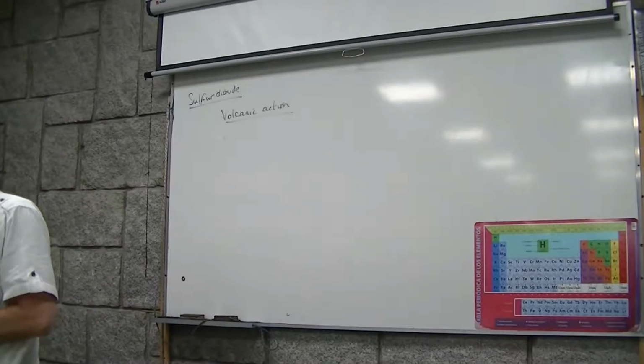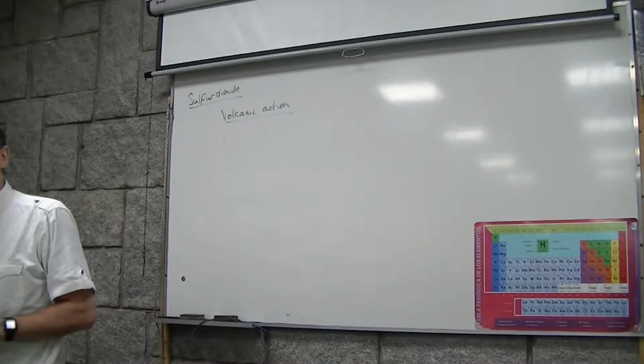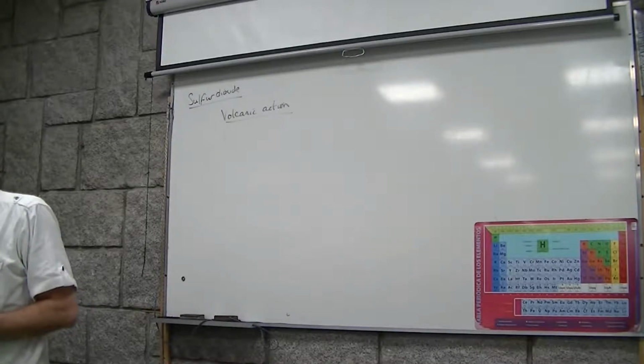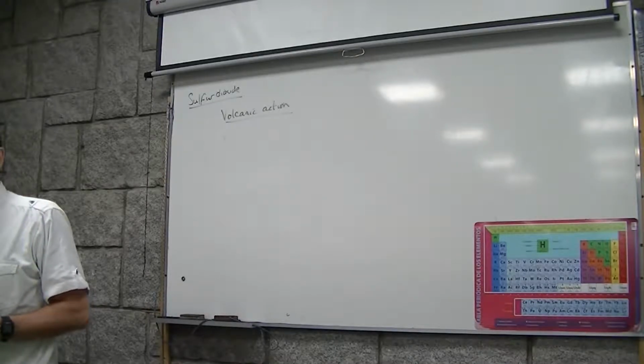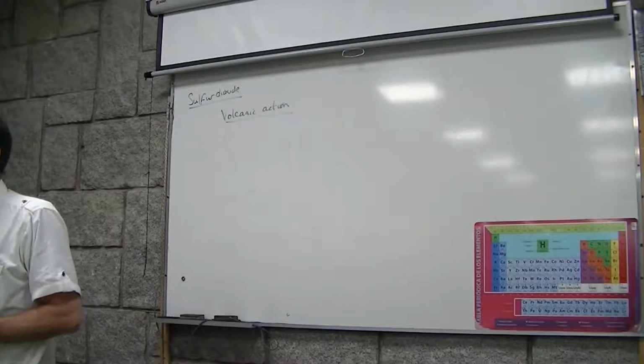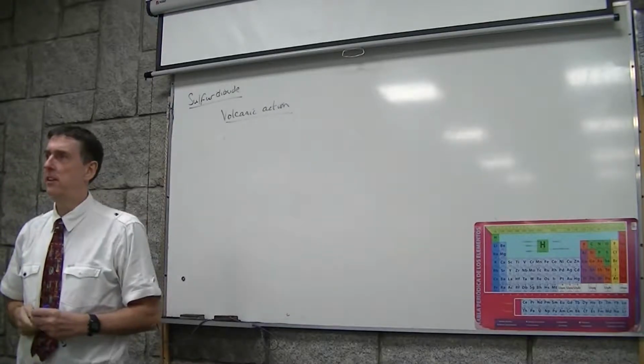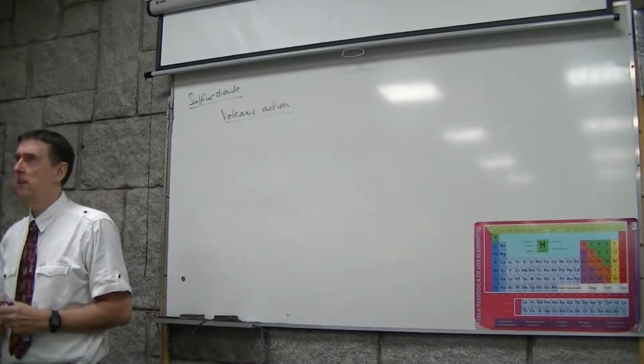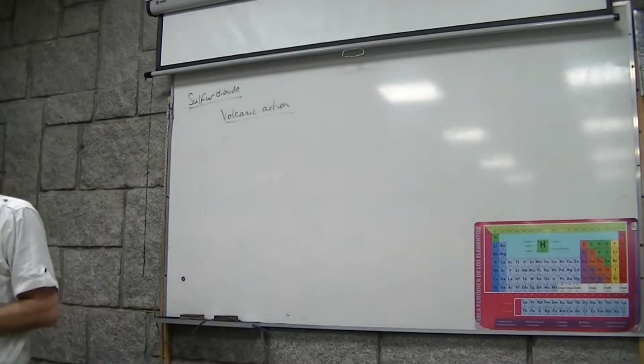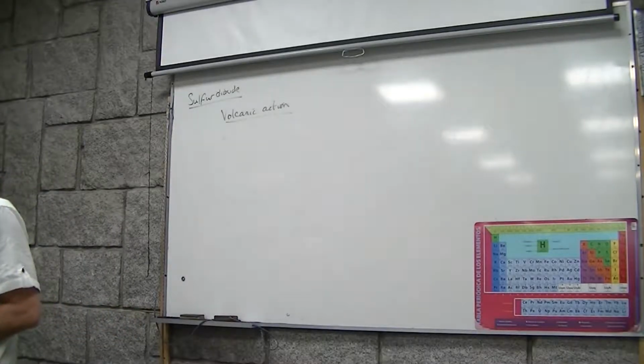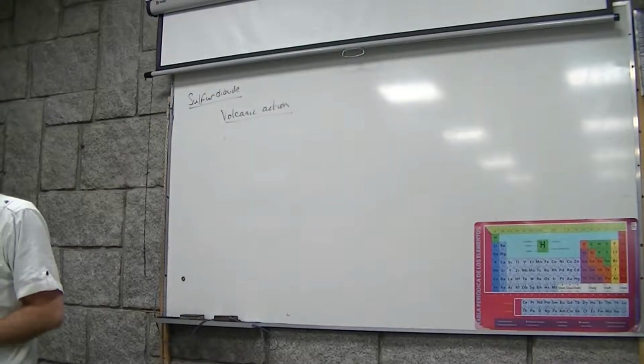When they had that volcano in Iceland, Eyjafjallajökull, I think it was Eyjafjallajökull, it put thousands of tons of sulfur dioxide into the atmosphere, as well as the dust.